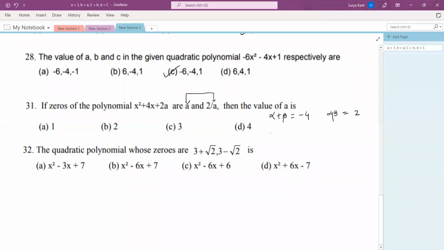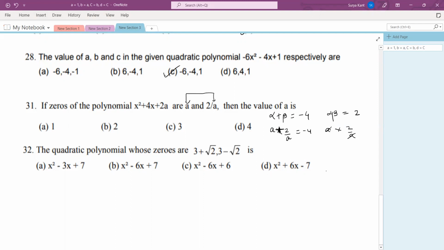It means a plus 2 by a is equal to minus 4. And alpha beta is easy: a into 2 by a, the a will get cancelled. So 2 only is coming now. 2a equals 2? Actually, a into 2 by a, the a will get cancelled, now.